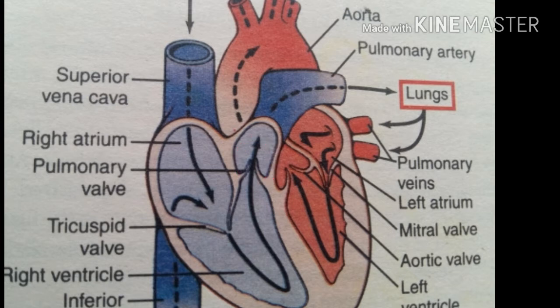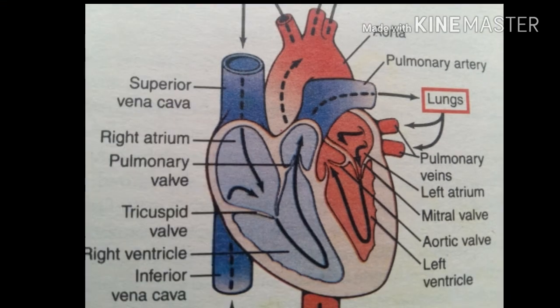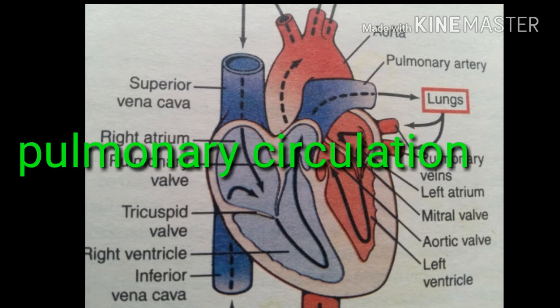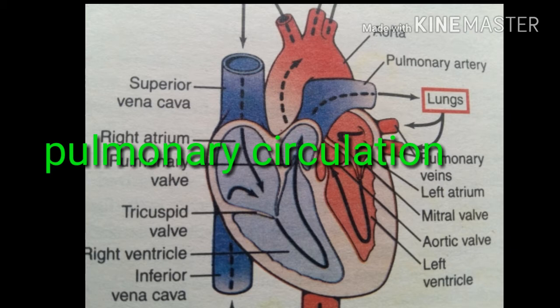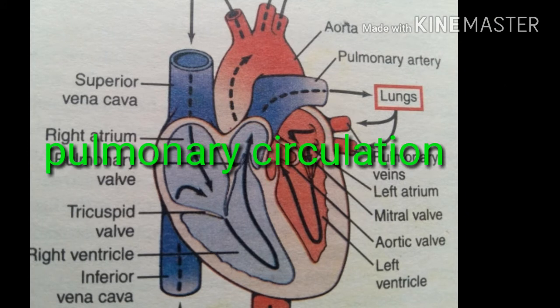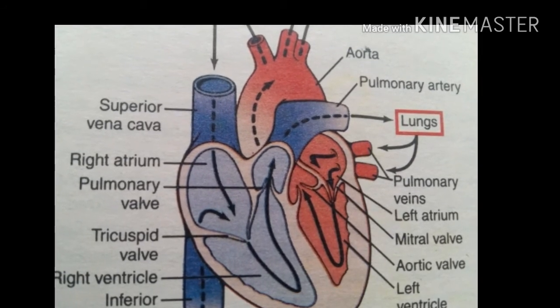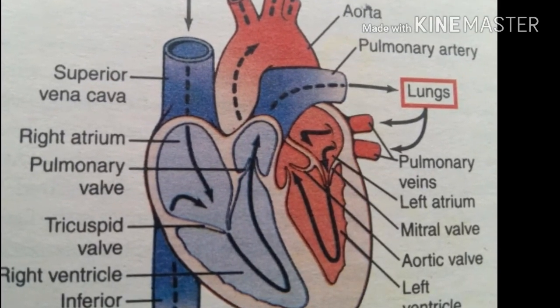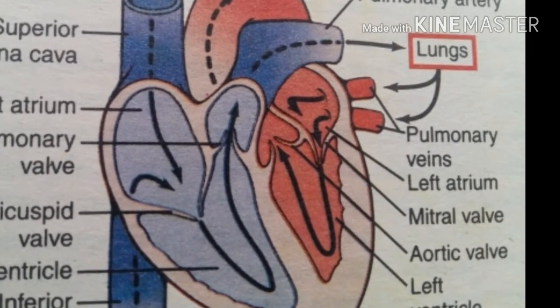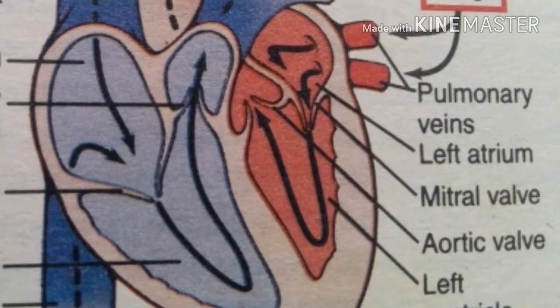In the lungs, the oxygen mixes with the blood, which makes the blood oxygenated. That oxygenated blood goes to the left atrium by the pulmonary vein, and this process is called the pulmonary circulation. So what is the pulmonary circulation? The pulmonary circulation is the process in which the deoxygenated blood goes from the right side of the heart to the lungs by the pulmonary artery. Okay, and the oxygenated blood returns back to the left atrium, or the left side of the heart, by the pulmonary vein. This process is called pulmonary circulation.